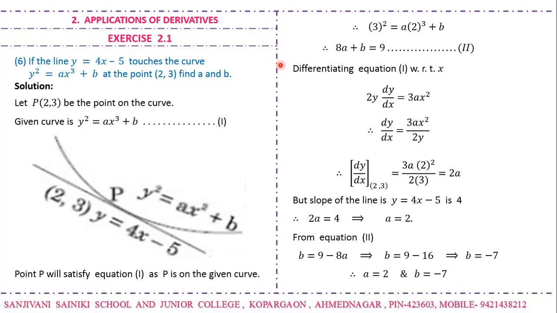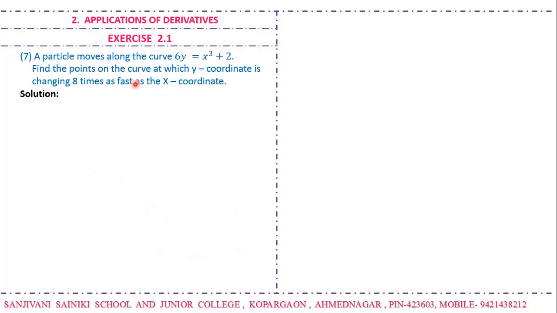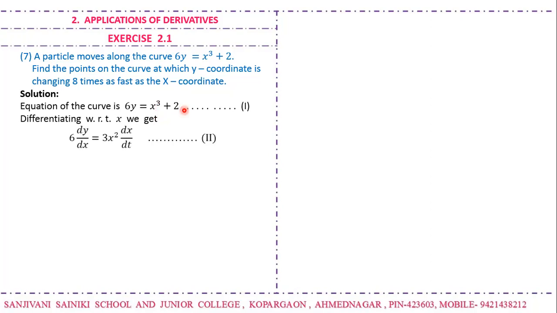Now the next question: a particle moves along the curve 6y is equal to x cube plus 2. Find the position on the curve at which the y coordinate is changing 8 times as fast as the x coordinate. What is the curve? 6y is equal to x cube plus 2. Differentiating with respect to x, we get 6 dy by dx is equal to 3x square dx by dt.